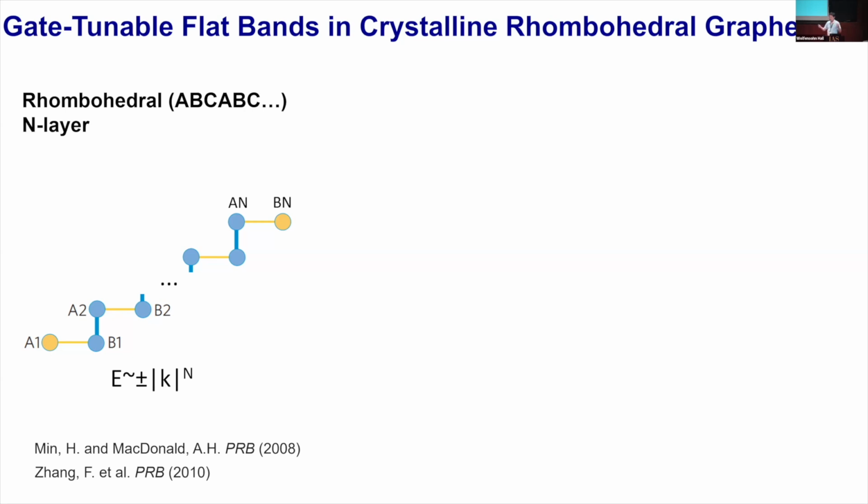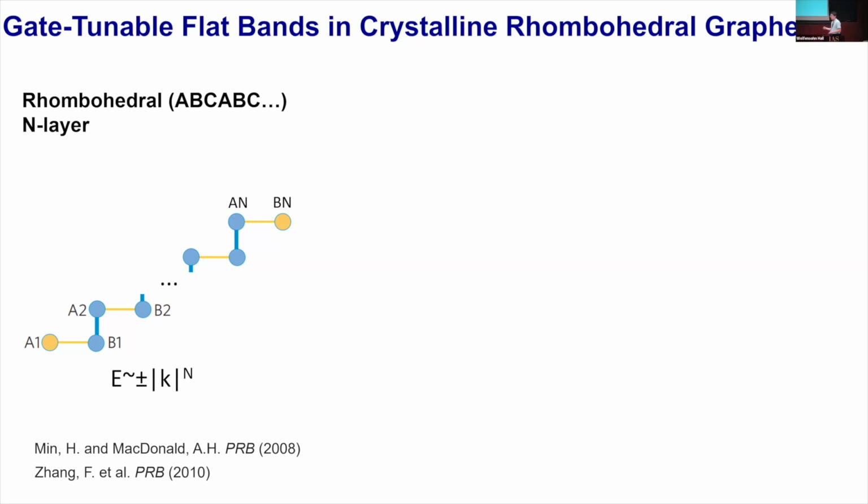But the key point is that you have a pair of bands coming from these two orbitals that is relevant at zero energy. And they follow a very interesting energy-momentum dispersion relation, that is, energy proportional to momentum to the nth order, where n is the layer number. And this is just because in order for these two electrons to talk to each other, they have to hop through all the intermediate layers in between. And as the layer gets thicker and thicker, this becomes more and more indirect. So this dispersion becomes more and more flat.